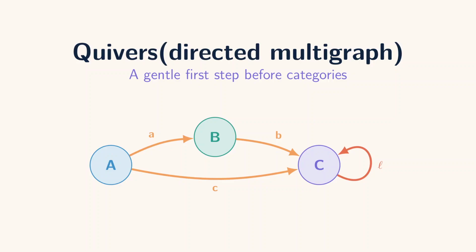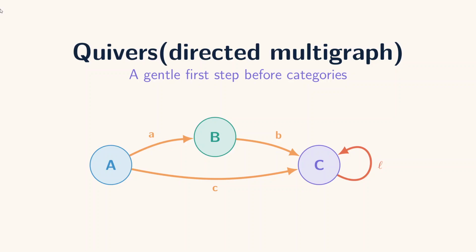Welcome! Today we are going to explore Quivers, also known as directed multigraphs. And I want you to hear that word without any fear attached to it, because a quiver is actually a very simple and very beautiful idea. It is just a collection of dots connected by arrows, but those arrows have a direction, and that direction matters.